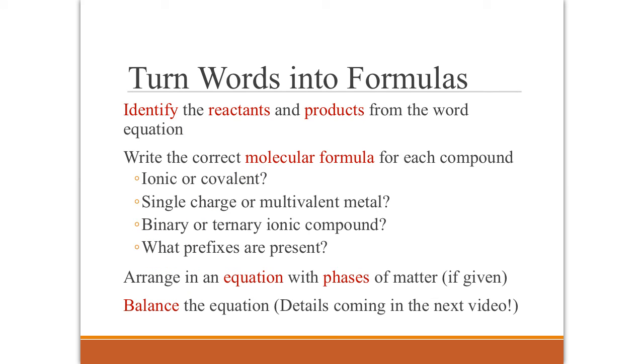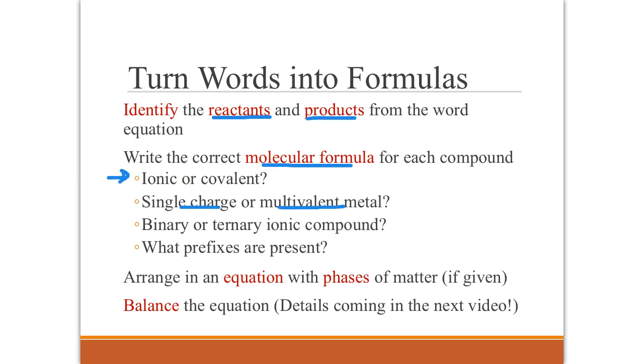So finally, your steps for turning words into formulas. Well, you want to first identify what are the reactants and what are the products from the word equation so that you know what to put on the left side of the arrow and what to put on the right side of the arrow. You want to write the correct molecular formula for each compound. And that means starting by asking yourself the question, is it ionic or covalent? Because that's going to determine how you write the name. If it's ionic, you'll have to figure out, is it a single charge or a multivalent metal? That's an important piece of information.